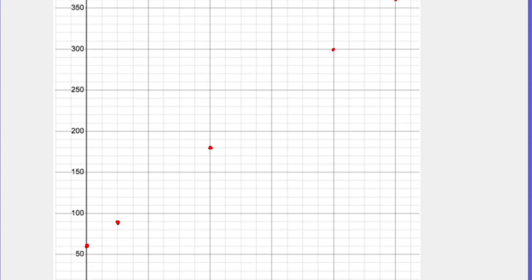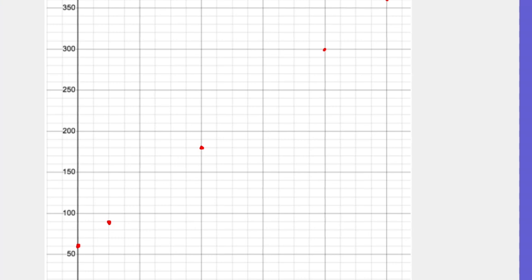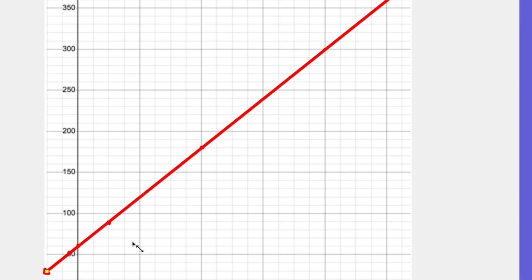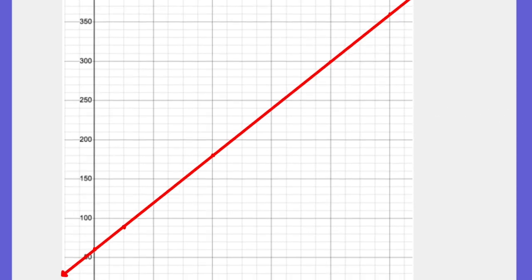All right, so then we would use a ruler. I'm going to use my line tool here. And we're going to label this line. And we normally want to label it with the equation. So I'm going to do y equals 30x plus 60. And I'm going to also remind myself that this is the cost.